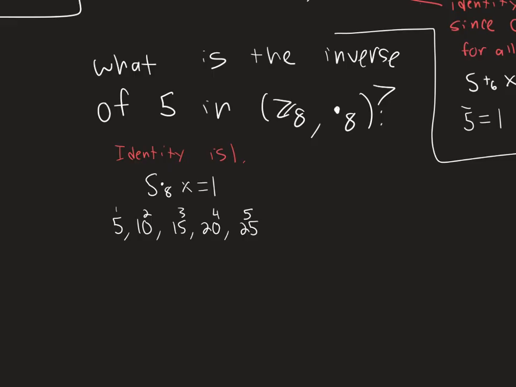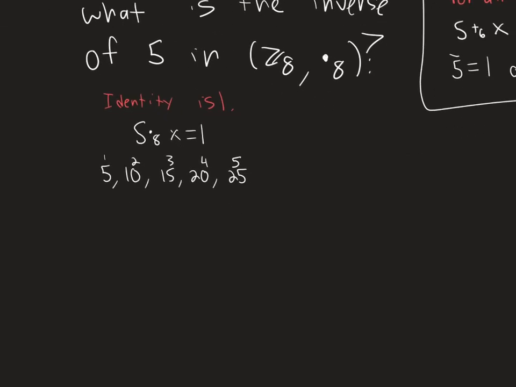Wait, is that right? Oh, 5. Oh, that's interesting. 5 is its own inverse again, I think. Hold on. So 5 times 5 equals 25. And then modulo 8. Yeah. So it's 3 remainder 1. Okay, awesome. So in this case, the inverse of 5 is also 5.